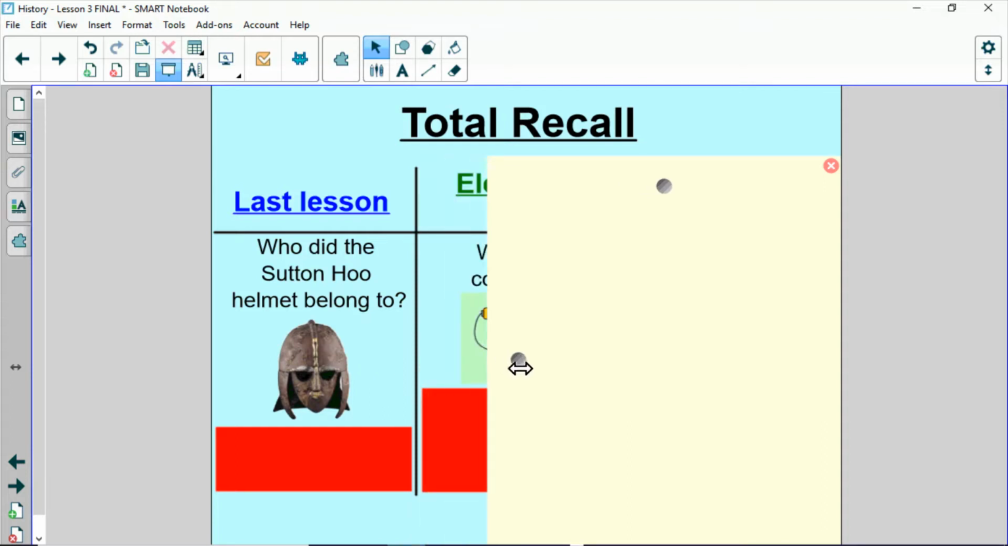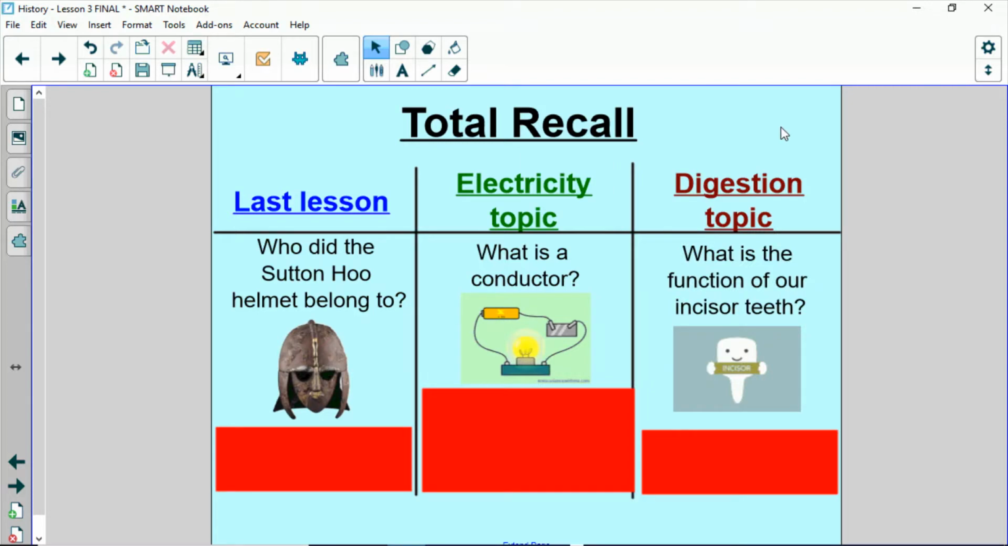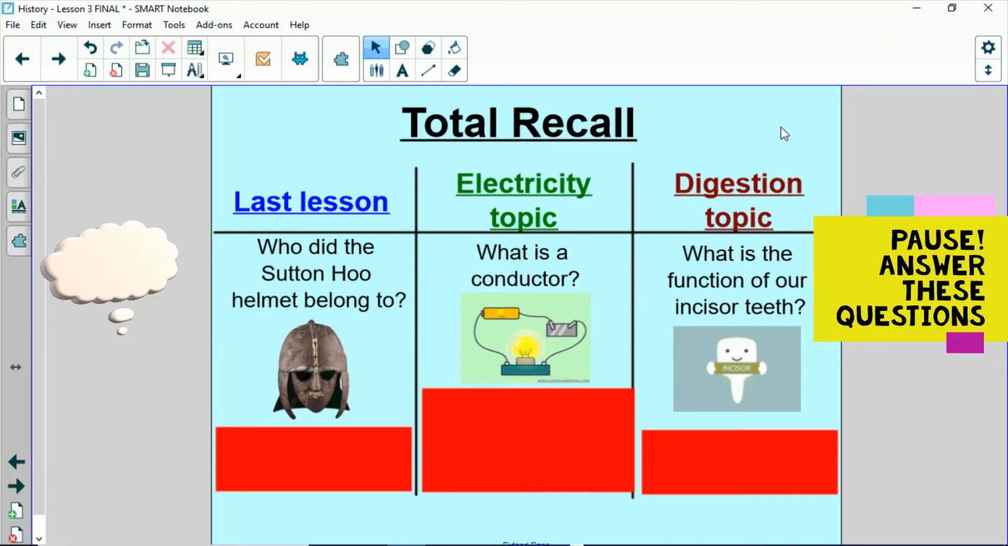Our second total recall question links to our electricity topic last term, and it says, what is a conductor? You've got a picture here with the light bulb turned on, so that might give you a clue as to what the conductor is. And then our final question links to a digestion topic. What is the function of our incisor teeth? So we have 4 on the top, 4 on the bottom. What do they do? So you don't have to write anything down, but pause the video now to think about and try and answer these 3 questions.